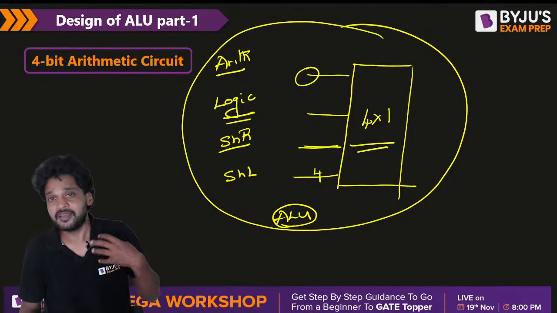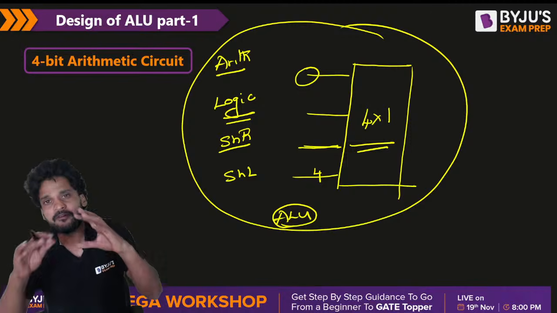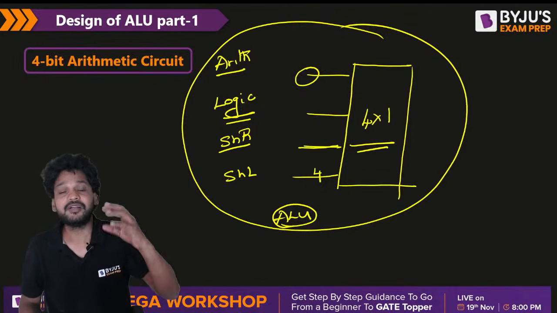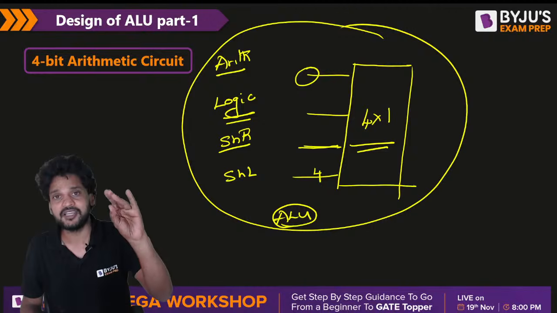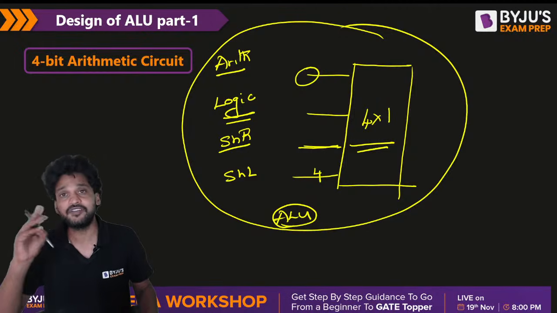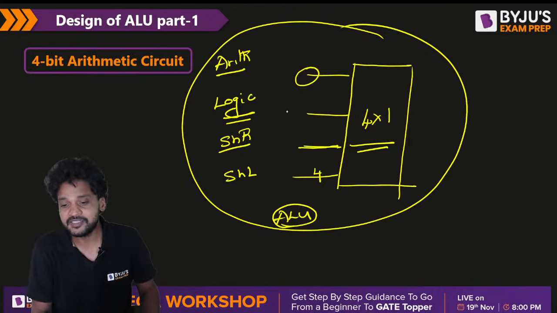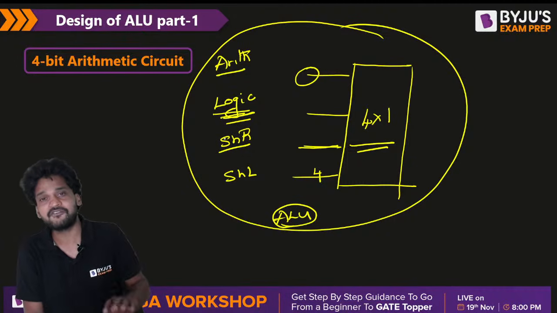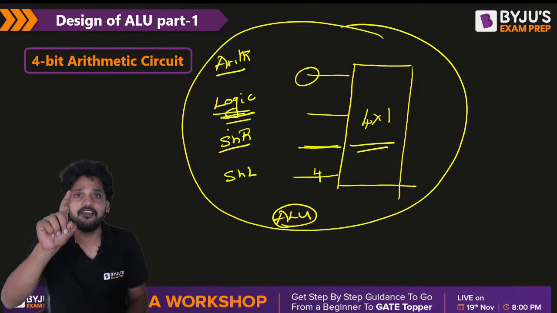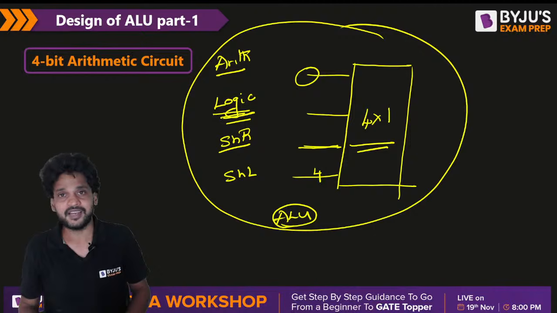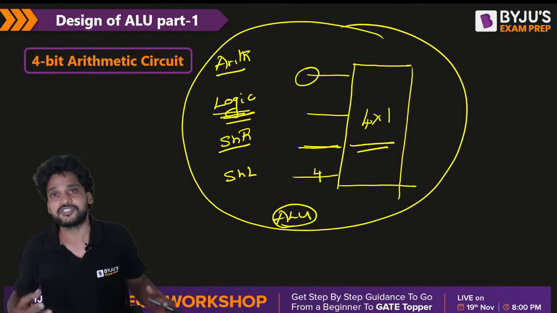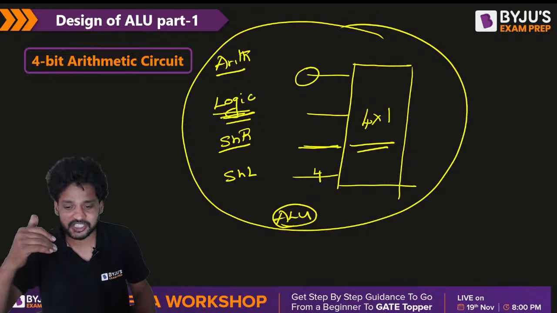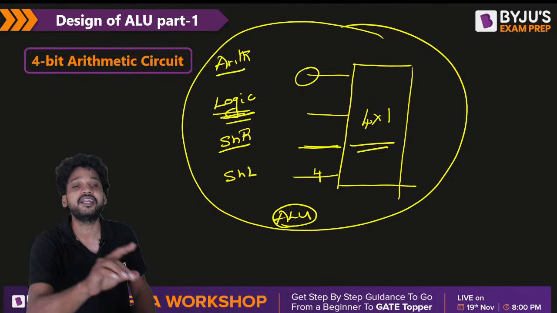If I'm an ALU, I can perform a wide variety of operations. I can perform 6 arithmetic operations: addition, subtraction, incrementing and decrementing, addition with carry, subtraction with borrow. 16 logic operations, 2 shift operations, right shift and left shift, but only one at a time. I can't execute multiple operations. The ALU can perform any operation from arithmetic, logic, shift right, shift left, but only one at a time.